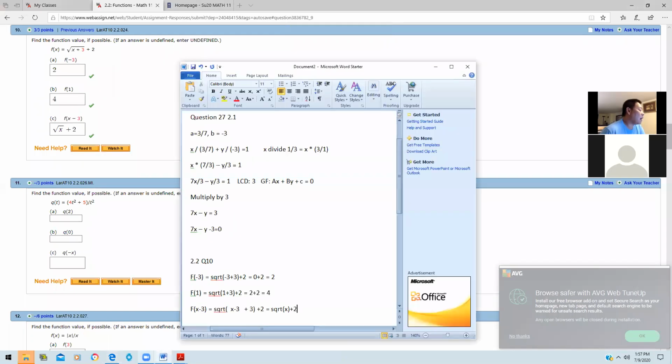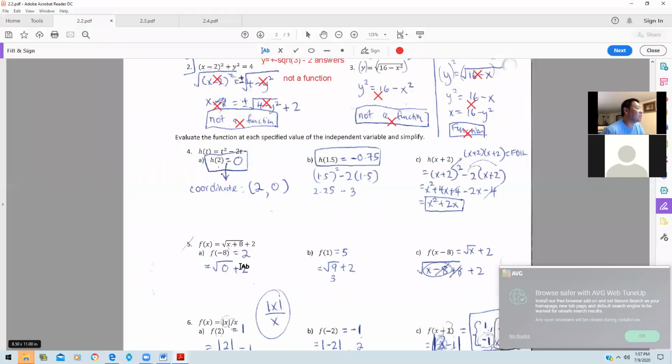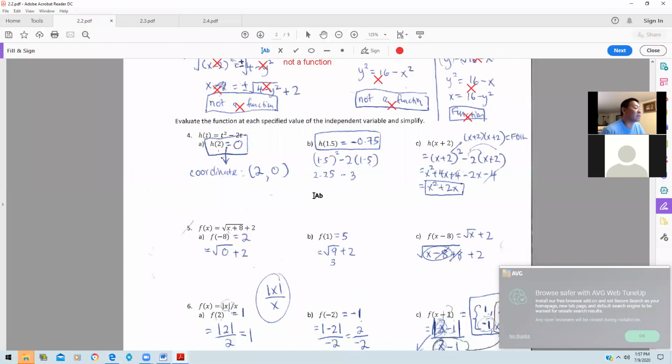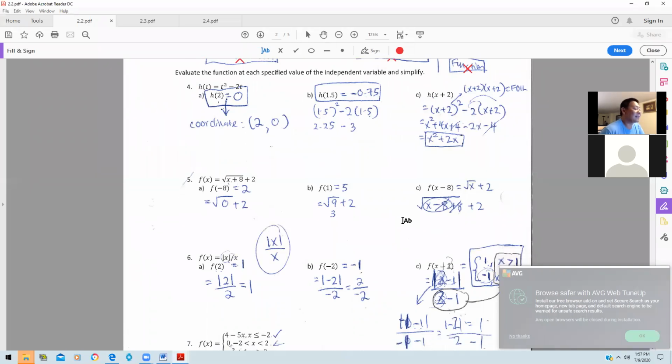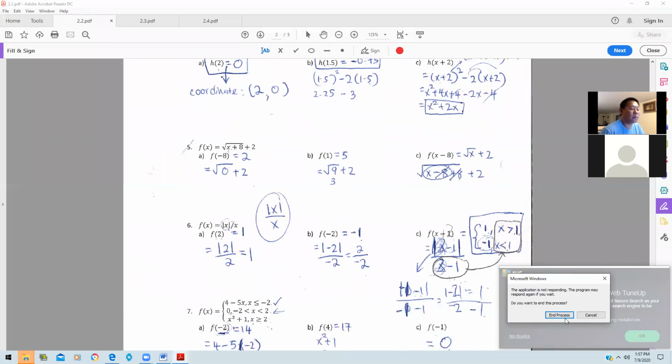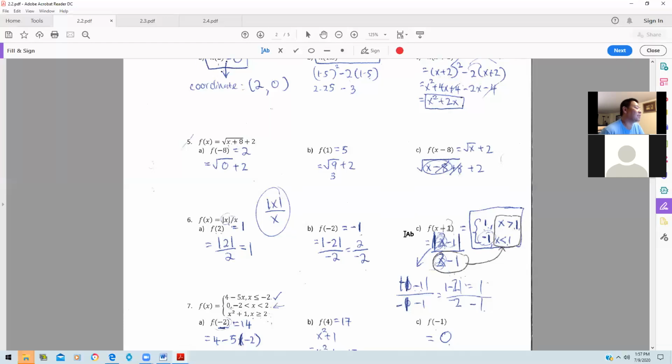Okay, so back to these questions, for example x minus 8. I substitute the x to become x minus 8, and the minus 8 and the plus 8 will cancel. So you will get root x plus 2, the same thing we did here. 6 is a very tricky one because of absolute value.